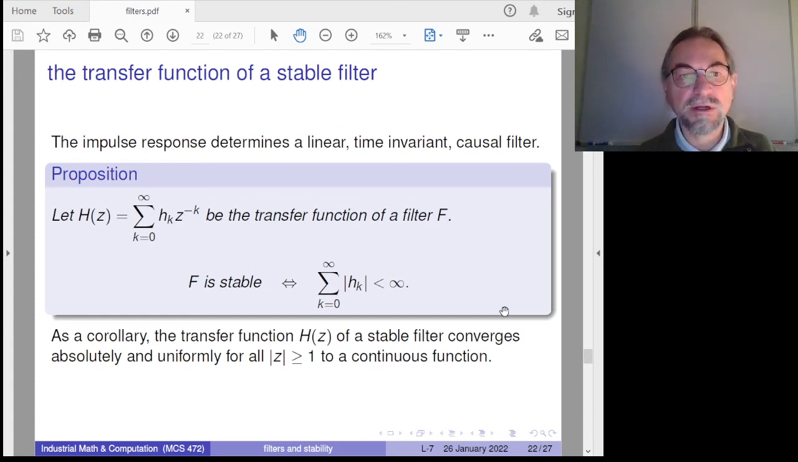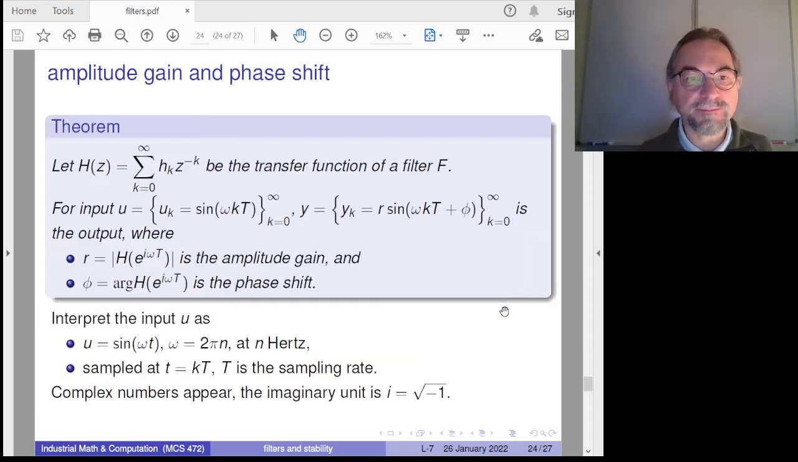Proving this proposition would lead us too far into analysis, but the transfer function actually converges as a Laurent series to a continuous function for all arguments outside the unit disk. Here, with the unit disk, we are thinking with complex numbers. And that is now the main important topic of the rest of this lecture.